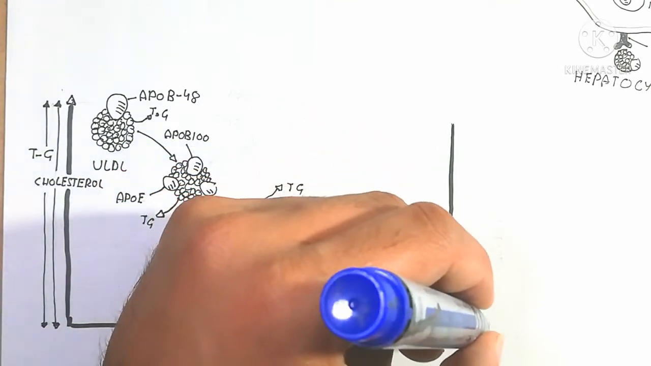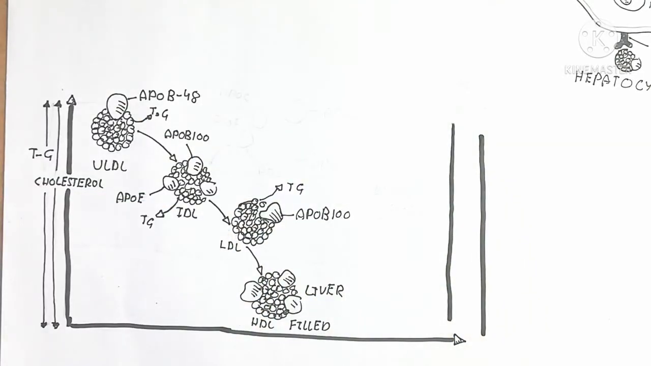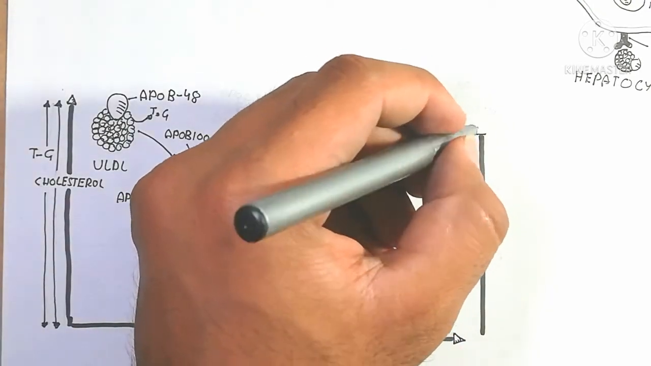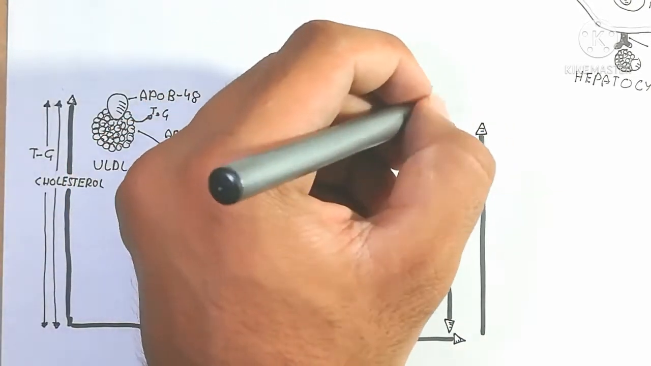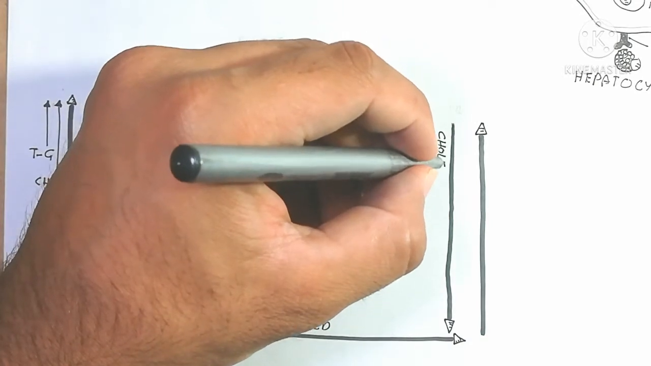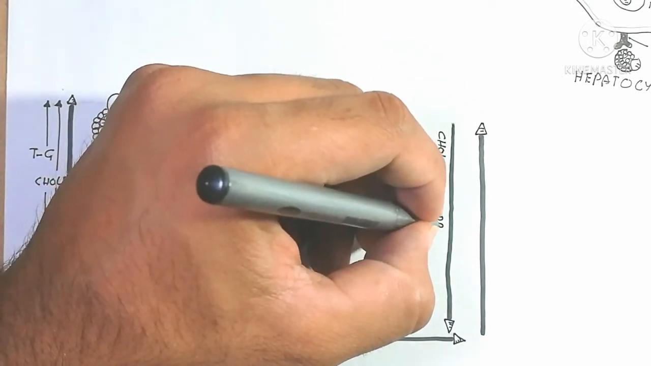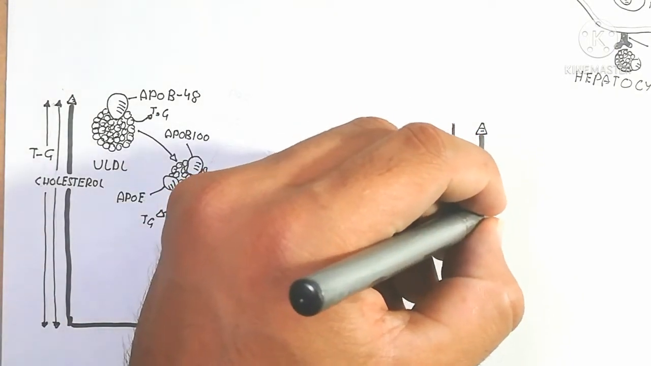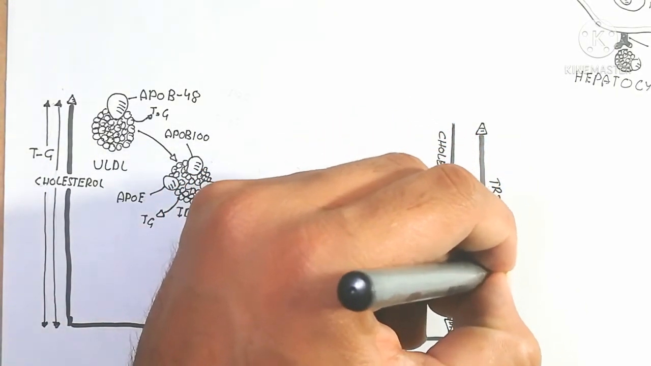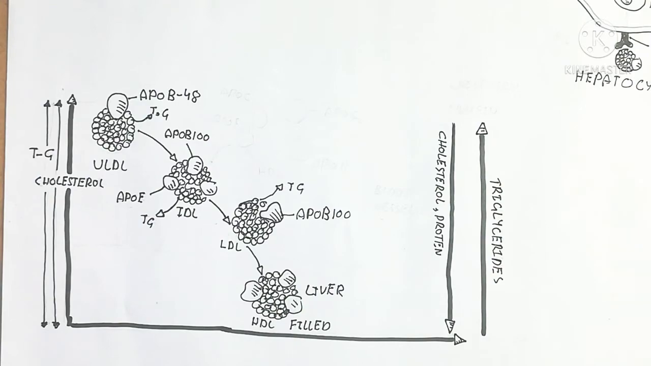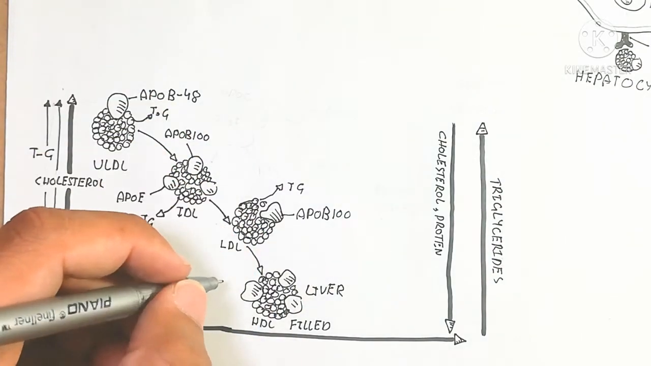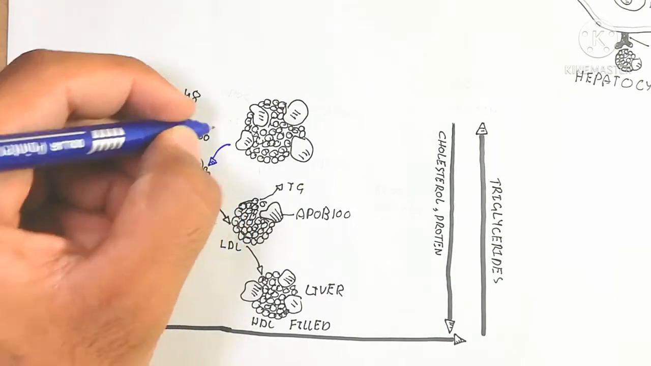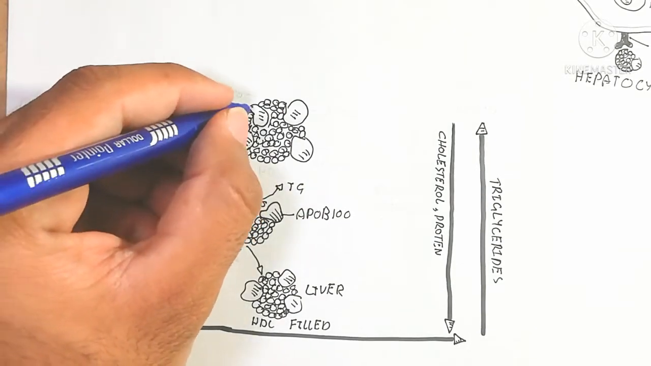For example, I can draw it here. That means when it picks up cholesterol from the plasma membrane, it becomes filled, high density lipoprotein. So the high density lipoprotein contains more cholesterol as compared to the very low density lipoprotein. But on the other hand, triglyceride is low in the high density lipoprotein, while VLDL contains much triglyceride.